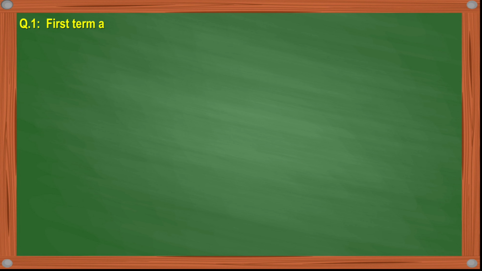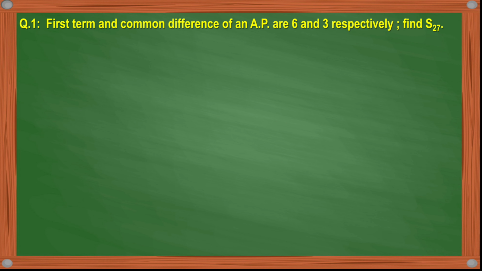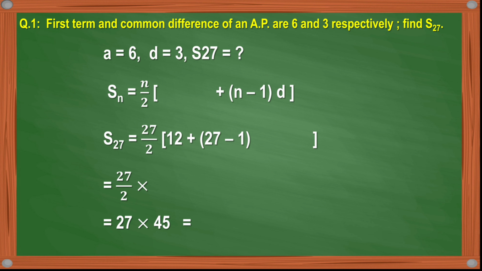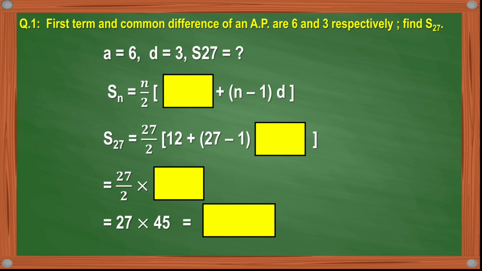Question number 1. The first term and the common difference of an AP are 6 and 3 respectively. Find the sum of 27 terms, meaning S27. It is given in activity form in the textbook, where the value of a is 6, d is 3, and we are calculating S27. So we have to fill the boxes. First, always write the formula n/2 (2a + (n - 1)d). Then the value for n is 27, 2a is 2 multiplied by 6, which is 12, and the value for d is 3.